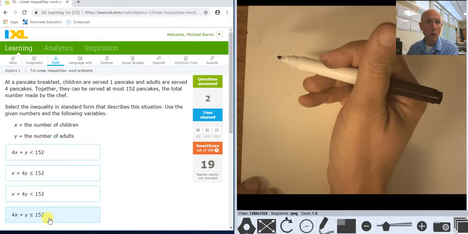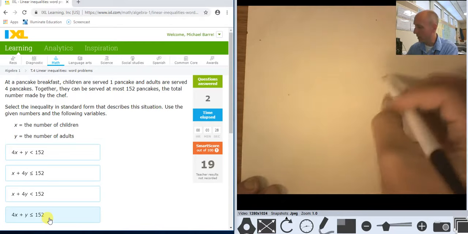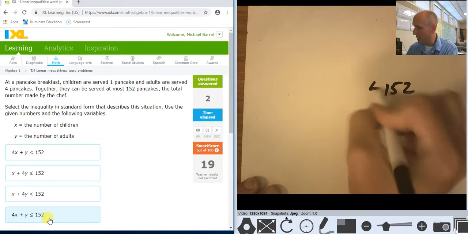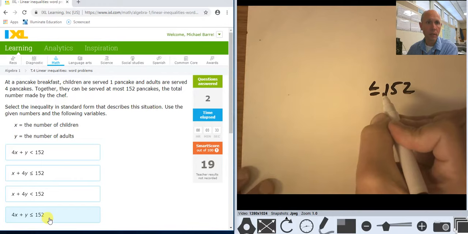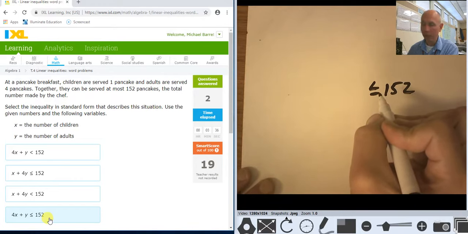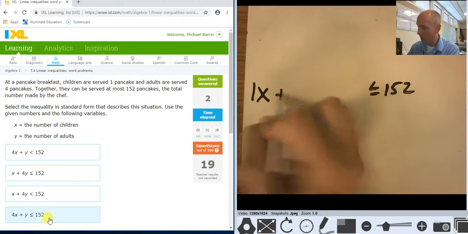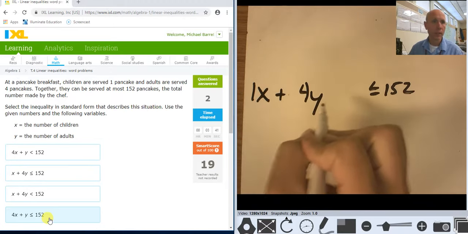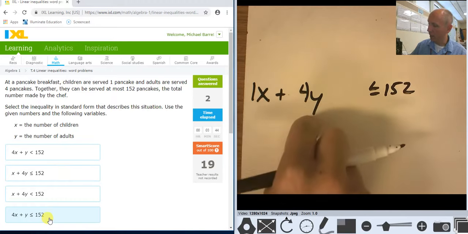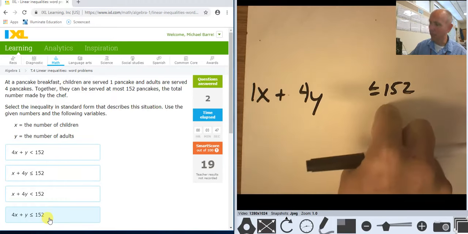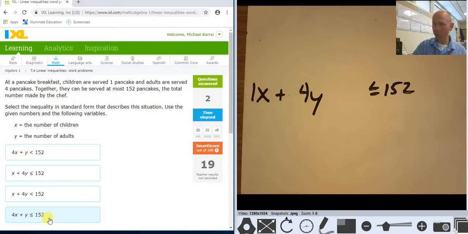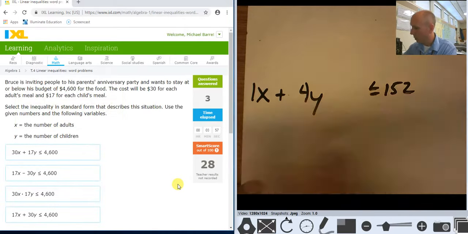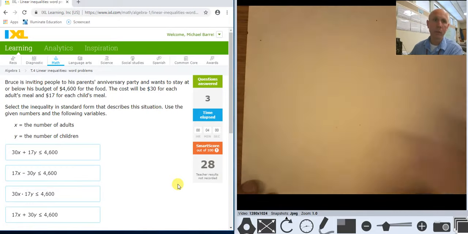Together they can serve at most 152 pancakes, so we've got to stay less than or equal to 152. Children are served one pancake, plus 4 pancakes per adult. So 1x plus 4y, at most. Really checking out those inequalities to make sure I'm doing them right.